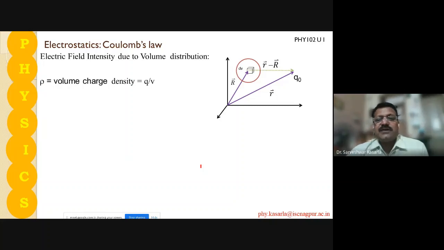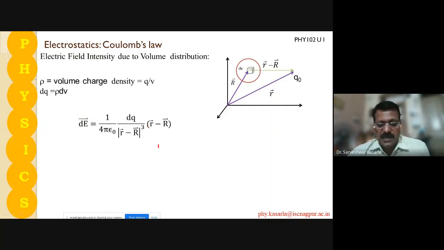In a similar line, one can find the intensity due to volume charge distribution. So here the volume charge density is rho, which is equal to q by v, we can say. This could be any shape. Okay, but if you consider a small volume, say dv, having position vector R, and here we have to find the intensity at position vector small r.